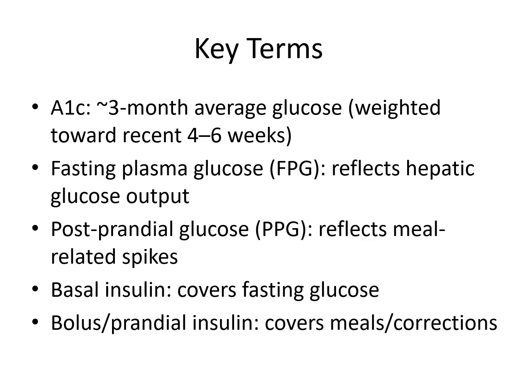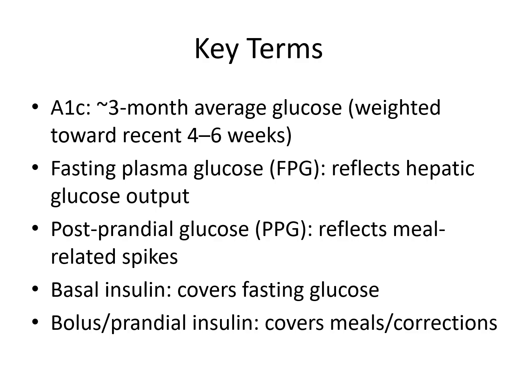So let's define a few terms that we will see over and over throughout the lecture and in practice. A1C. So hemoglobin A1C reflects approximately 3-month average blood glucose, but it is heavily weighted toward the most recent 4 to 6 weeks. So it gives us a big picture view of glycemic control.